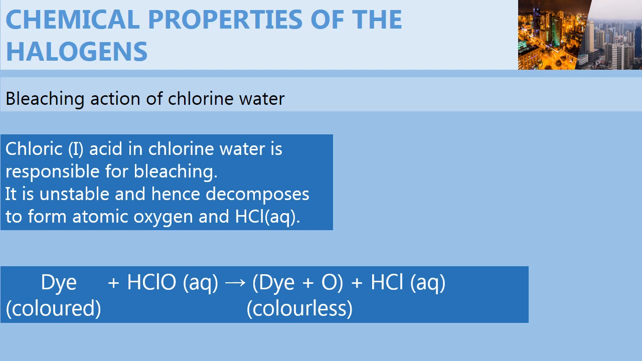Now, the dye which might be present in the litmus paper or any other substance is usually colored. The colored dye, in the presence of chloric 1 acid, will decompose the acid and take its atomic oxygen, therefore removing the color to make it colorless. And the other product is hydrochloric acid.